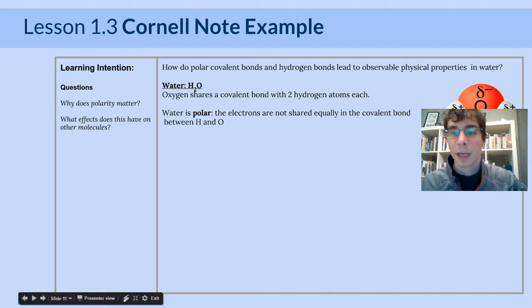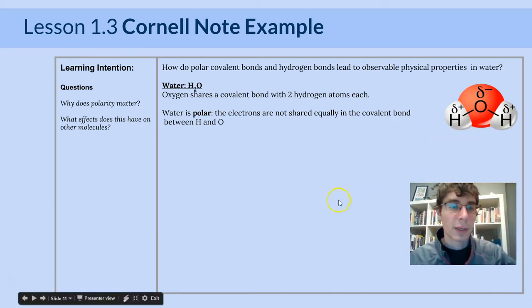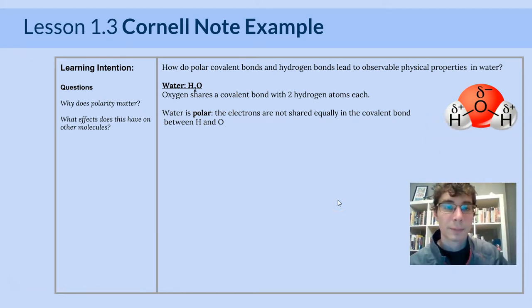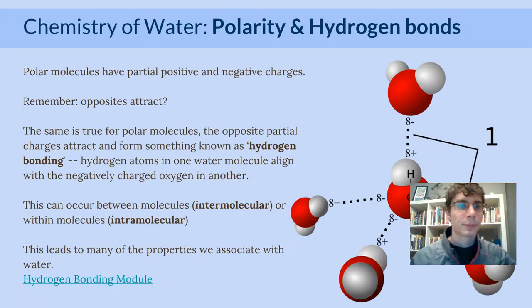Okay, at this point what you can do is pause the video. I wrote down a main heading here in the notes. Water is H2O. It's an oxygen sharing 2 covalent bonds with 2 hydrogen atoms. And it's also a polar molecule, meaning that the electrons are not shared equally. And the questions I thought of first were, why does polarity matter? Why do we care about it? What effects does this have on other molecules around water? Those are 2 questions that you could write down at this point.